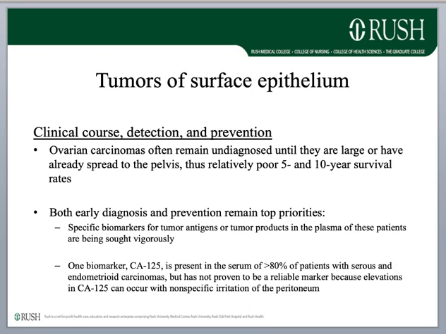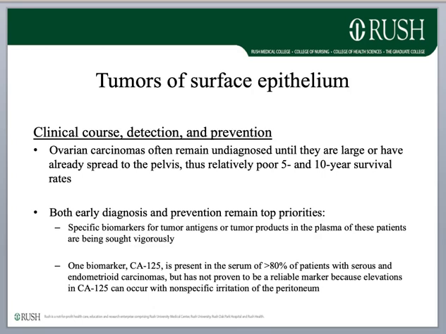Unfortunately, as mentioned before, ovarian carcinomas remain undiagnosed until they are large or have already shown extensive spread, and this accounts for their relatively poor 5 and 10-year survival rates compared to some other cancers that we've learned about in this course. Top priorities in the research around ovarian cancer focus on early diagnosis and prevention. Unfortunately, specific biomarkers for tumor antigens or tumor products that can be detected in the plasma have not been identified.